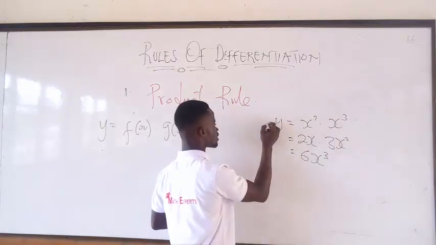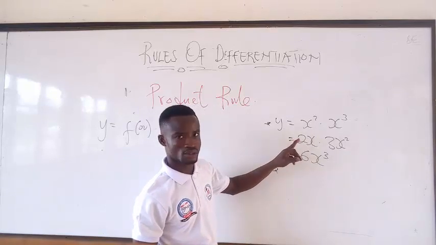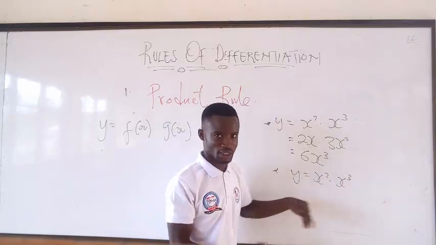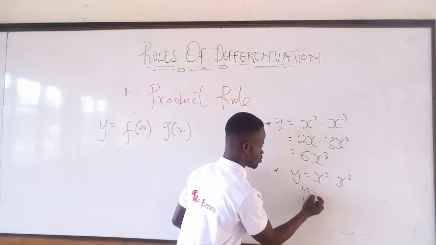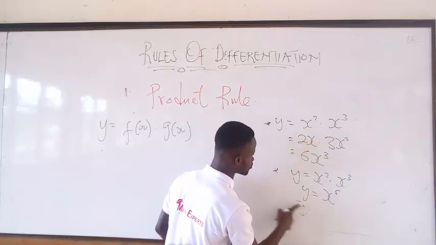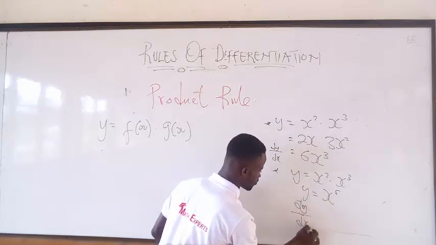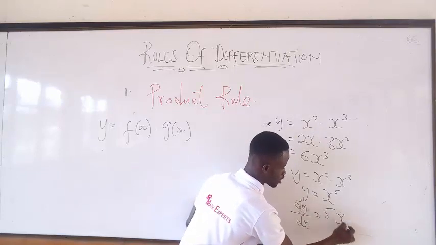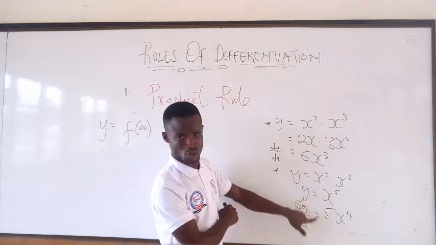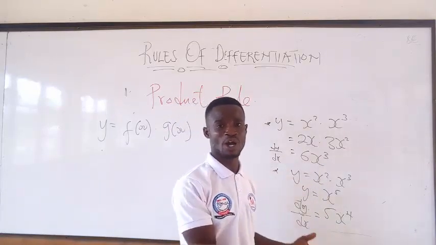Alright, let's look at another idea. What about if you multiply the two before taking the derivative? You agree? So when we take the derivative, we get 5x to the power 4. But you see, the results are not the same. So how can we identify where the problem is coming from?